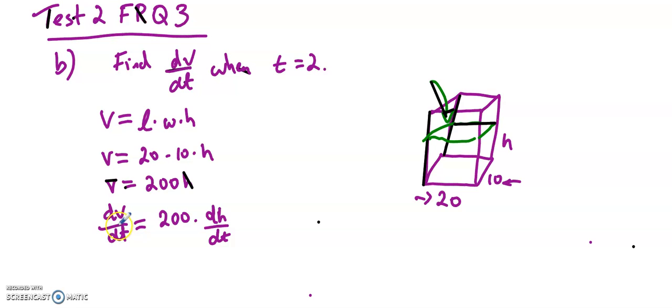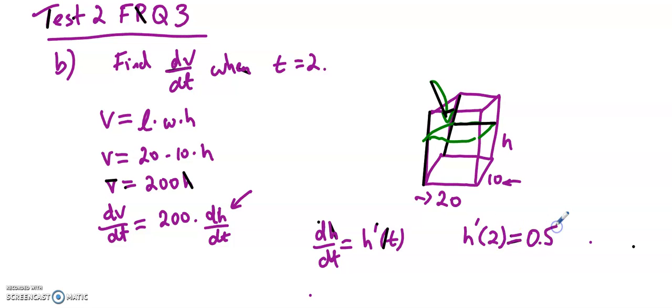Now, to find dV/dt, if I knew what dH/dt is, then I could plug that number in and solve for dV/dt. Well, remember that dH/dt is the same thing as h'(t), right? They mean the same thing. And you know that h'(t) at t equals 2 minutes from the chart is equal to 0.5.